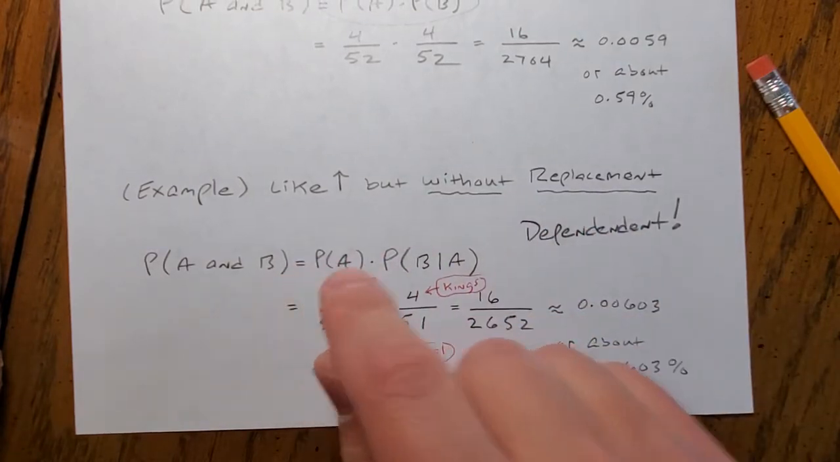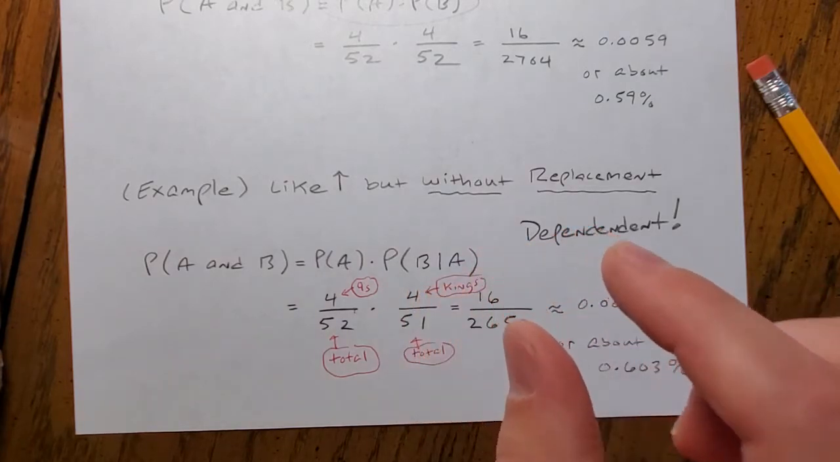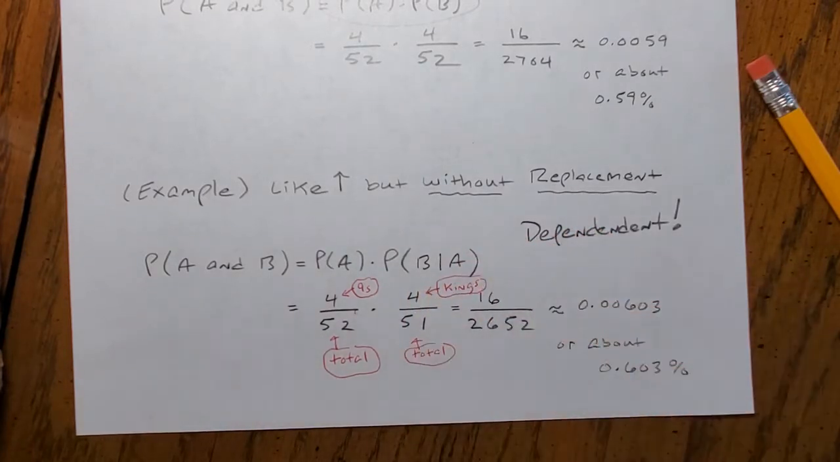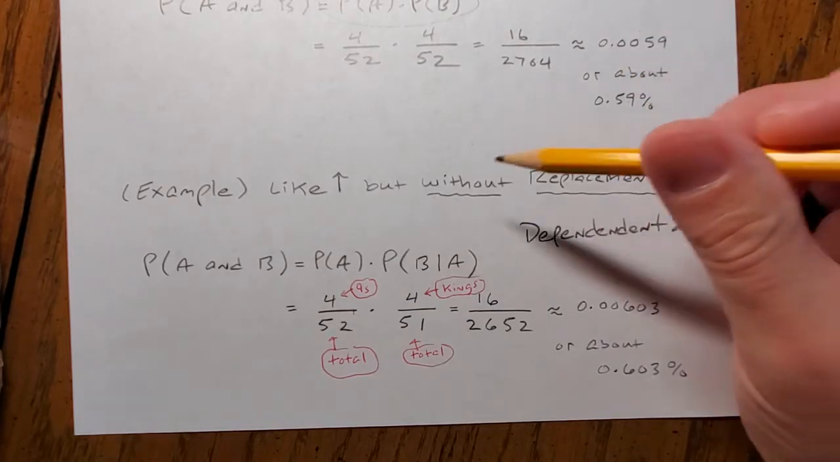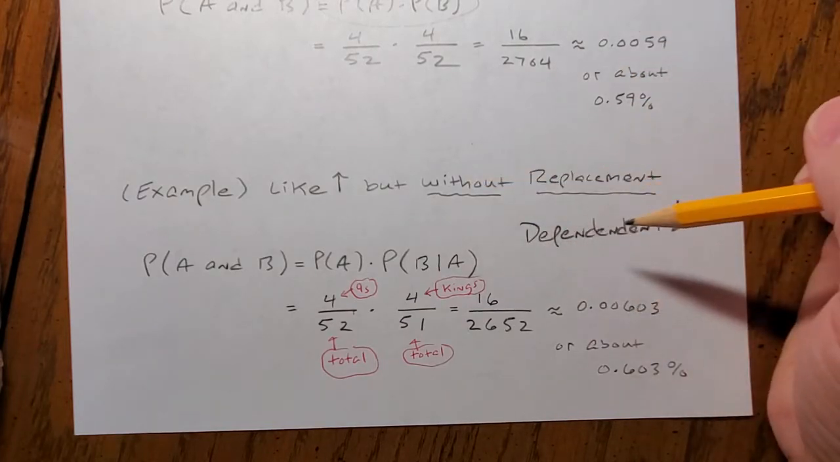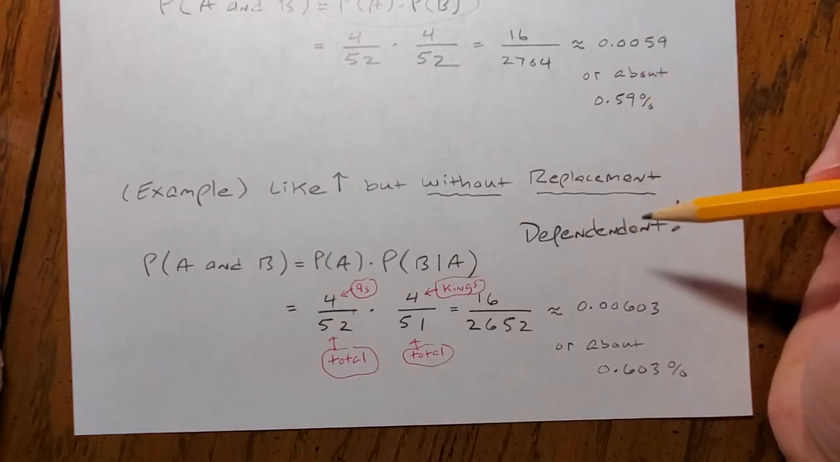That first draw changed the deck. It changes what you're drawing from. So the odds on that second draw have to be different because the deck's not the same anymore. All right? Okay, so you see how that one simple thing of replacing the card or not gives us an example of independent versus dependent events.